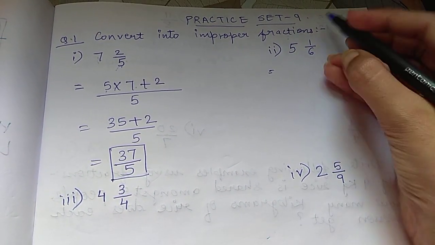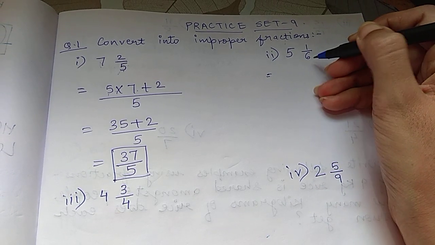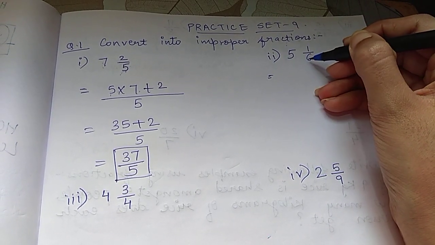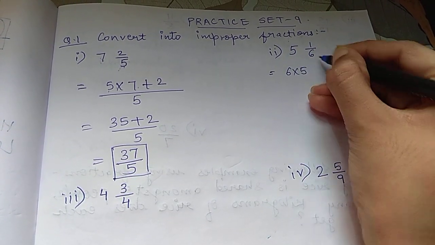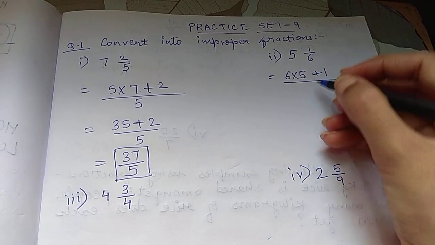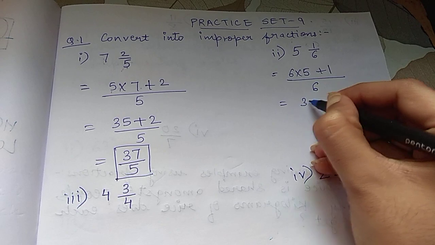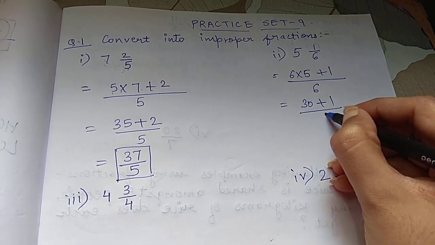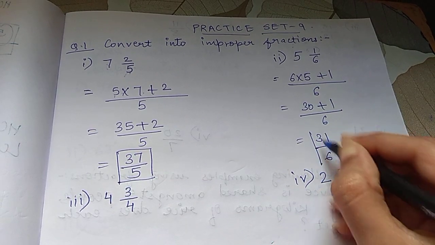Again, starting from the denominator, we have to go in a circular form from down. So this is the circle. 6 into 5 plus 1 upon the denominator as it is. So 6 fives are 30 plus 1. This gives us 31 upon 6.